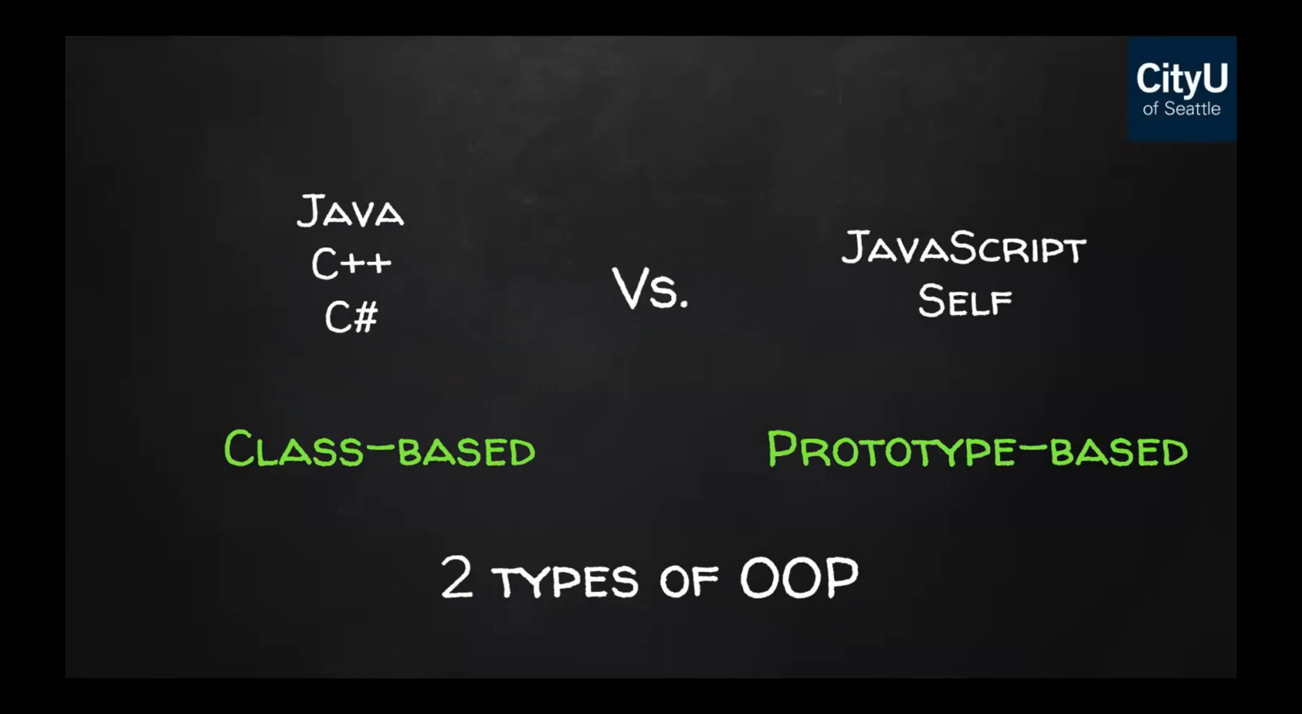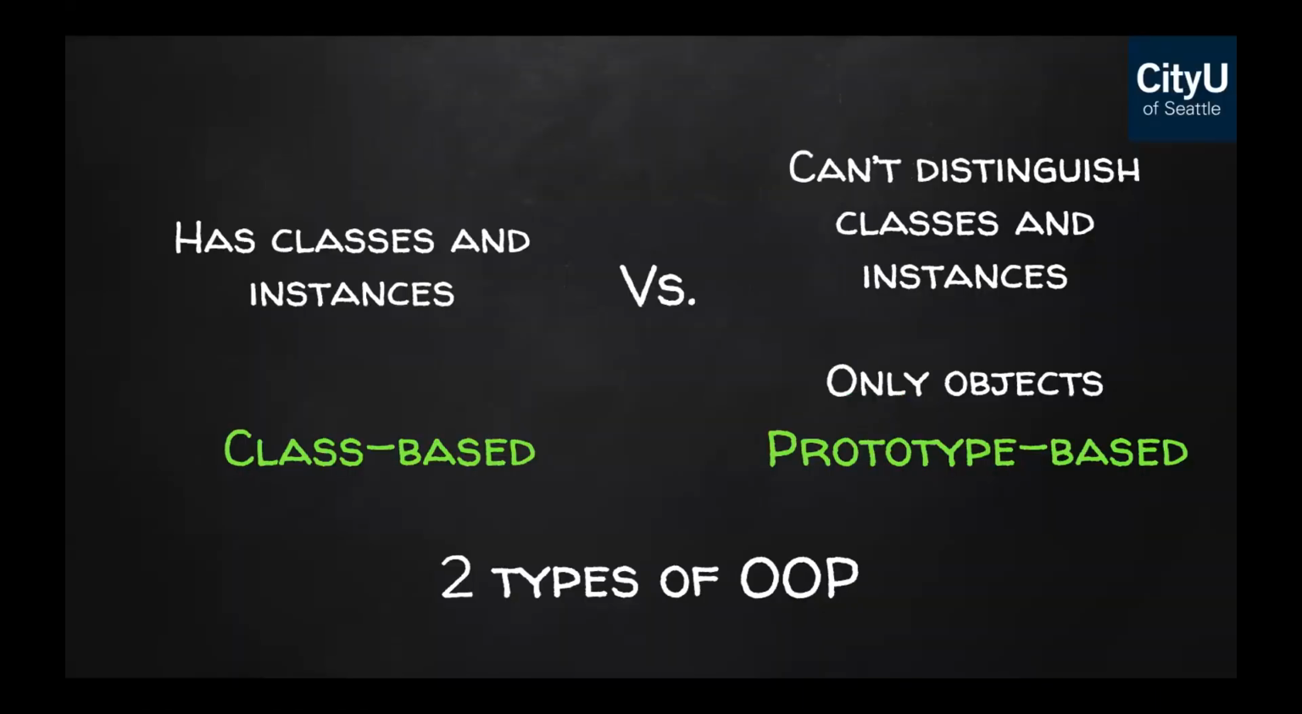Class-based versus prototype-based. We already told you that examples of class-based languages are Java, C++, and C#. For prototype-based, there's another one called Self. JavaScript was inspired by Self, so it's prototype-based. It uses what we did a while ago, setting prototypes, the fallbacks. Class-based has classes and instances. Prototype-based doesn't distinguish classes and instances, only objects.